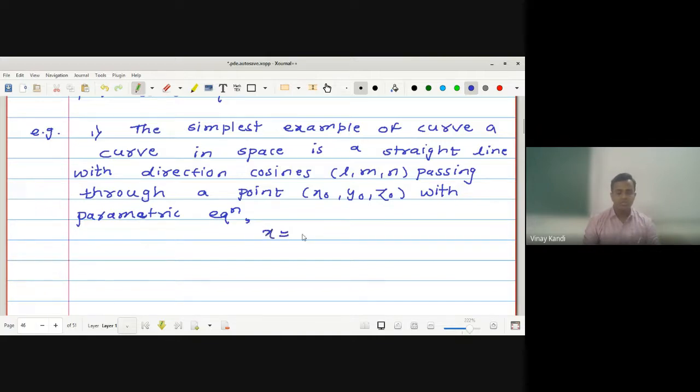x is equal to x naught plus l into s, where this s is the variable. y is equal to y naught plus m into s, and z is equal to z naught plus n into s, where this s is the parameter, which belongs to R. So these are the equations of a straight line in 3D space.